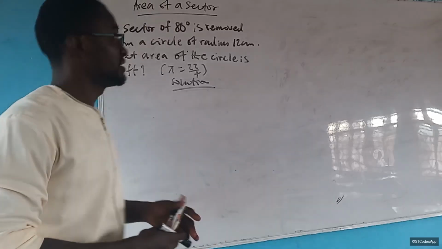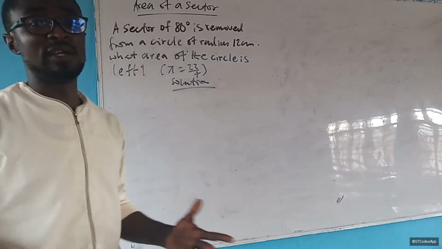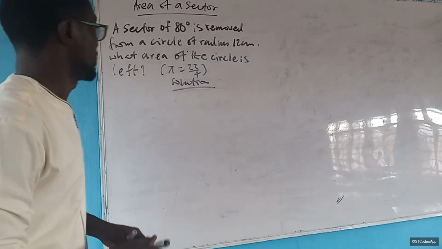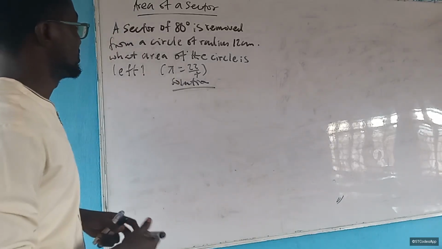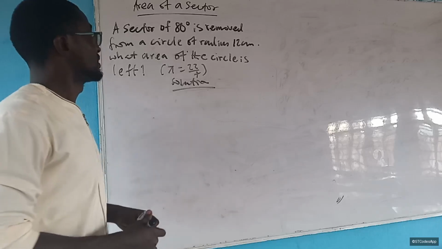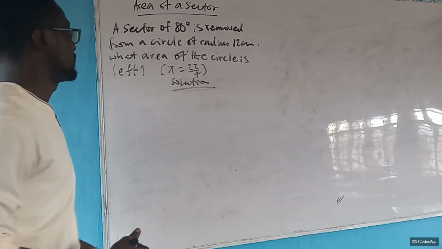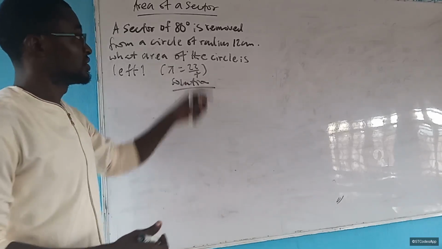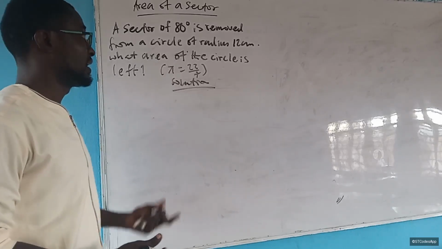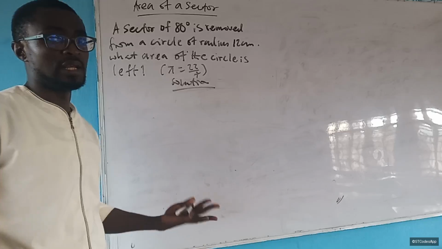Today we'll be treating how to calculate the area of a sector. Okay. Now the question before us says the sector of 80 degrees is removed from a circle of radius 12 centimeters. What area of the circle is left?